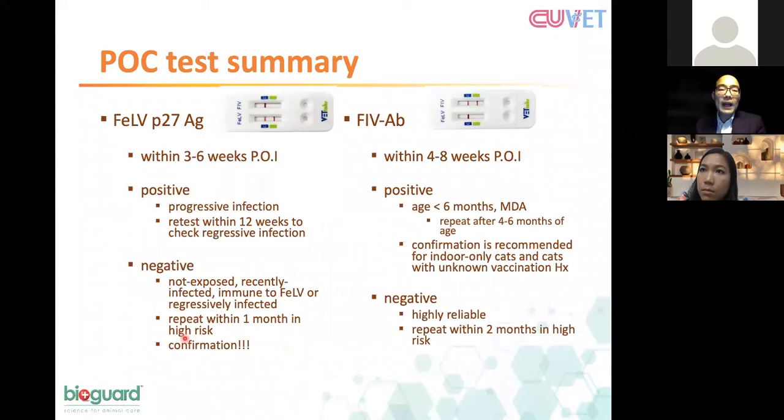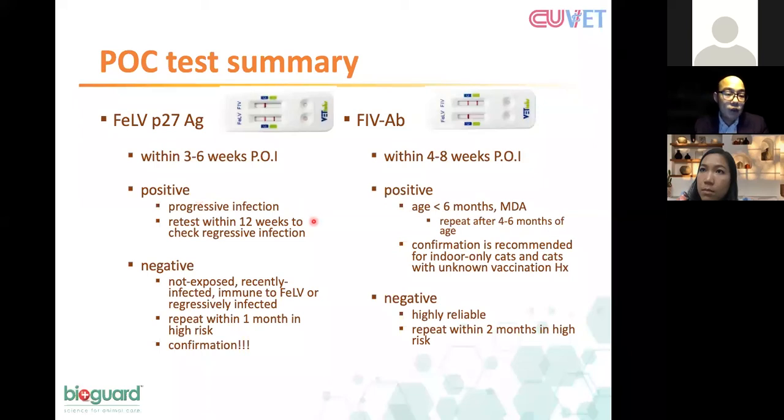All right, to summarize the point of care advantage and drawback that I already mentioned earlier, for FeLV, all tests detect P27 antigen in the blood, and you can detect as early as 3 to 6 weeks post-infection. If the test result is positive, it could mean the cat is a progressively infected cat, undergoing progressive infection.